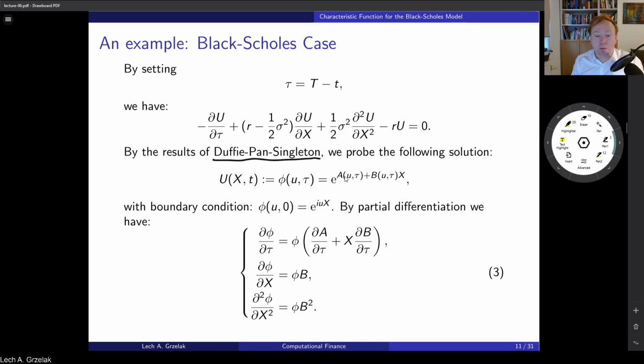Of course, since we deal with an exponential form, the first order derivative of the exponent will be just the exponent. So it's phi, and then we have everything which is under the exponent. So we have derivative of a with respect to tau times x, and derivative of b with respect to tau. For x, it's similar. So we have phi times b, because those terms don't depend on x. And for x squared, we will have phi b squared. So now we have those terms. We have to substitute them into this PDE. So we take this result and we plug it into this transformed PDE.